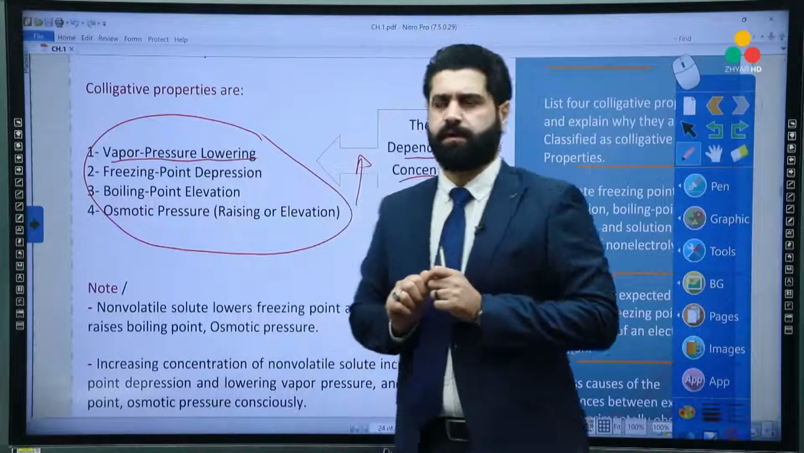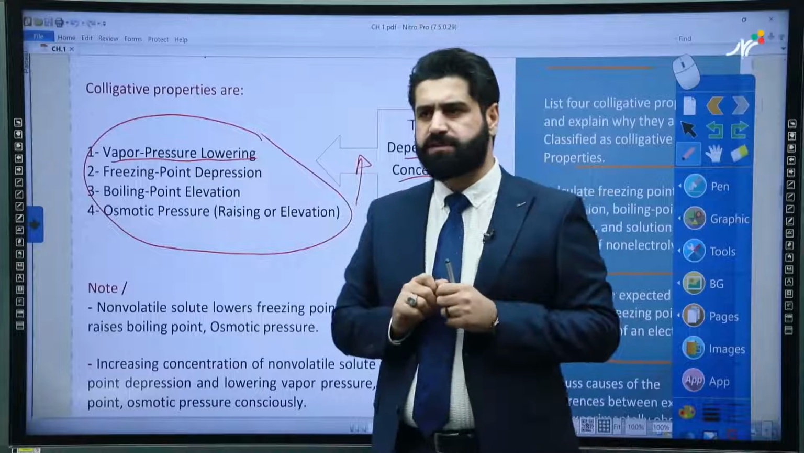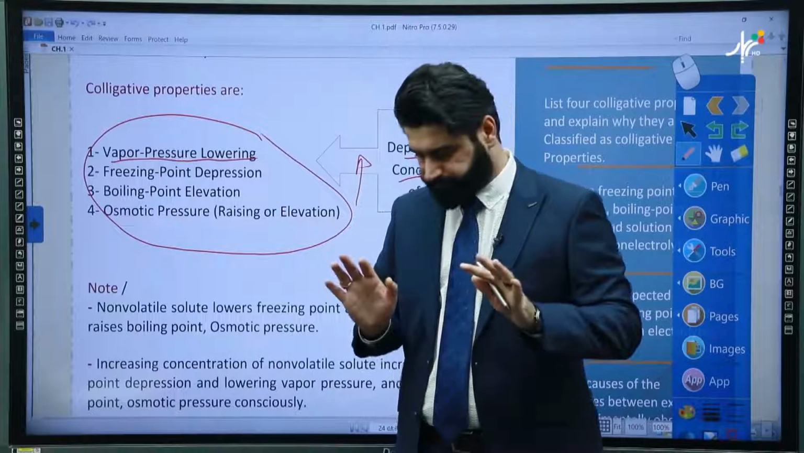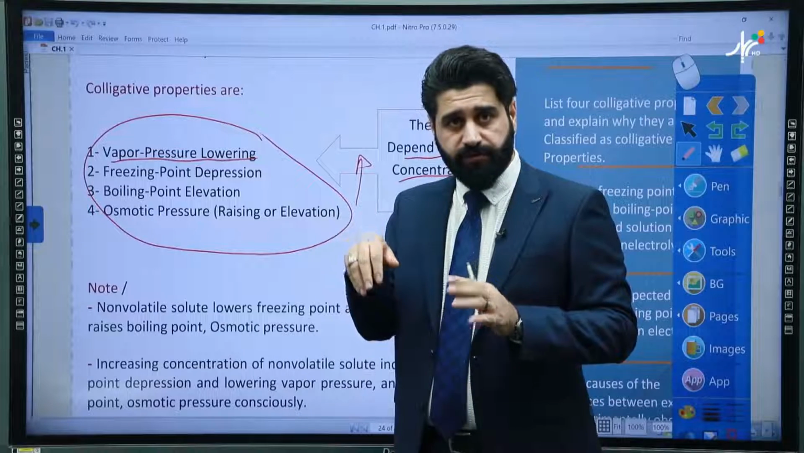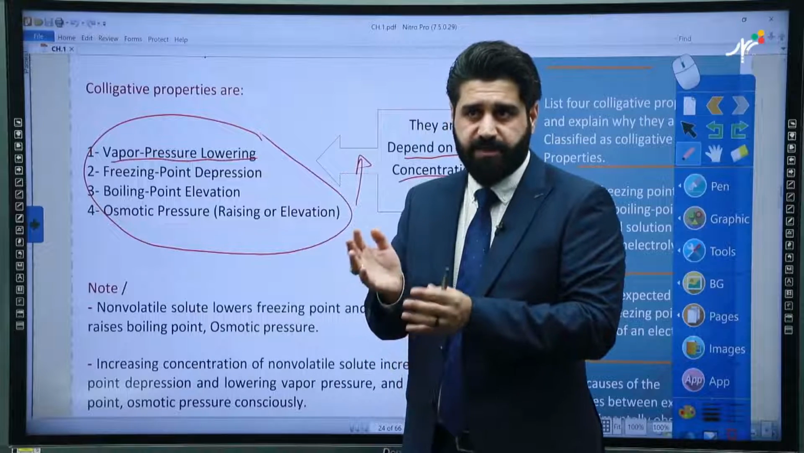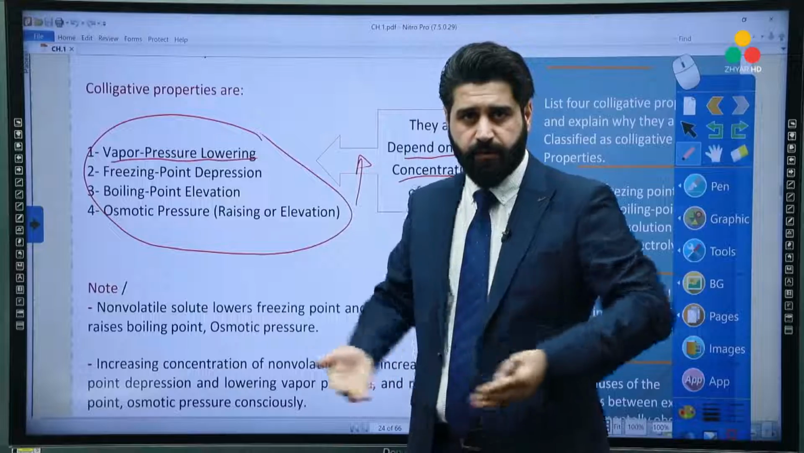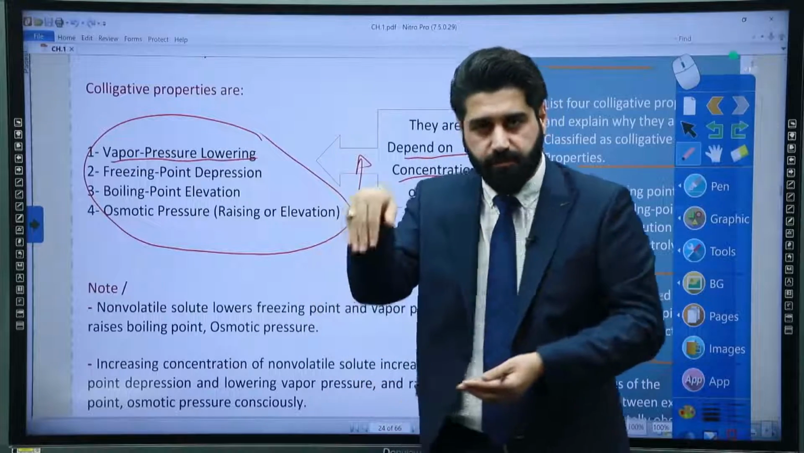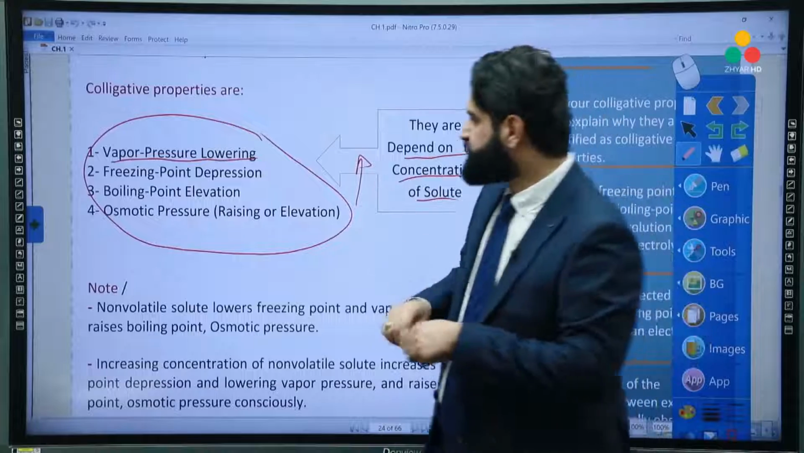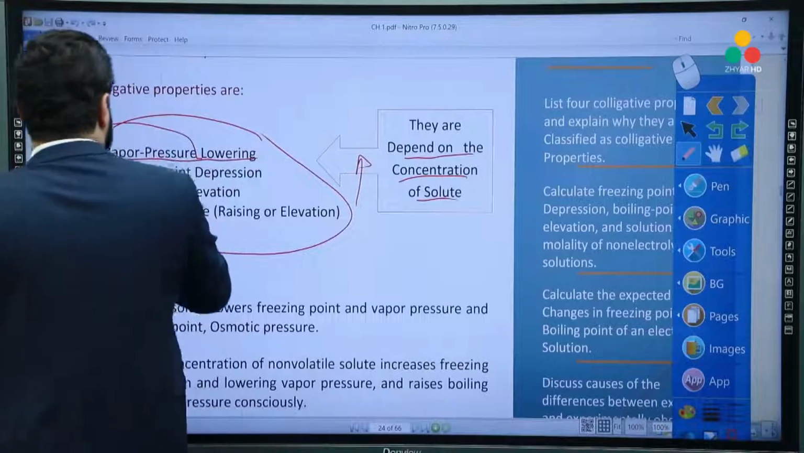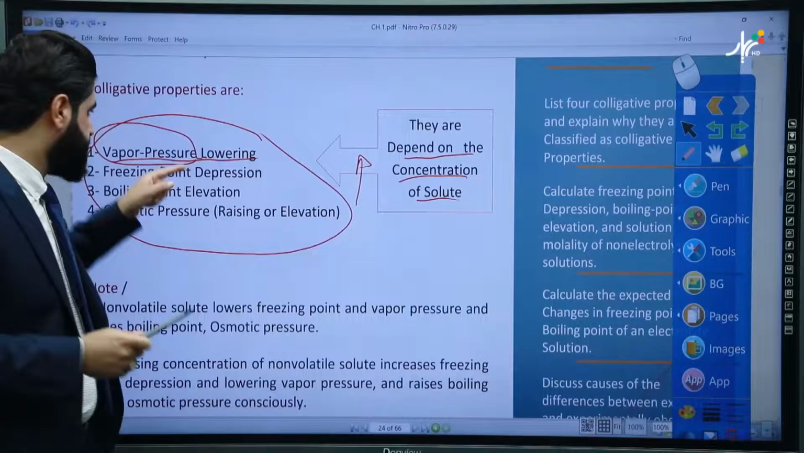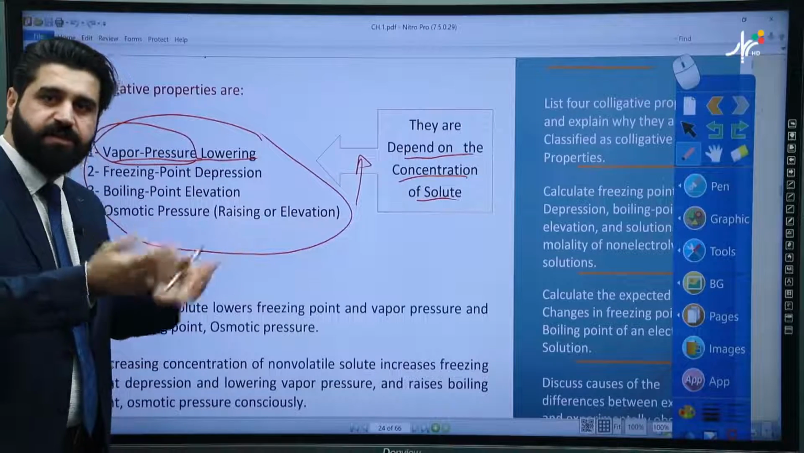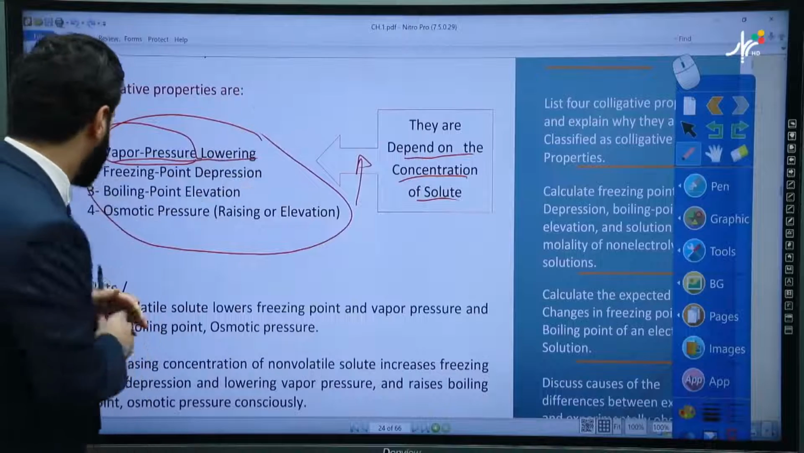But mister, I am almost confused about the difference between vapor pressure and vapor pressure lowering. Look, by adding solute, vapor pressure decreases. As much as the concentration increases, there will be more lowering. That means vapor pressure decreases more. So vapor pressure itself is reversed with concentration. But lowering of vapor pressure changes directly with changing the concentration.